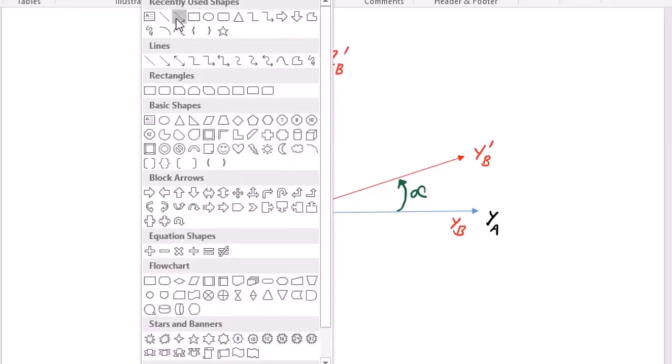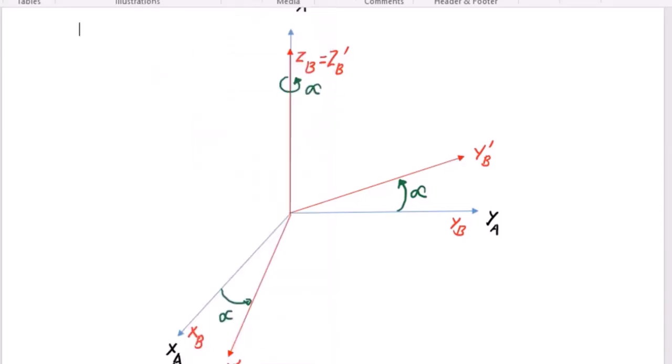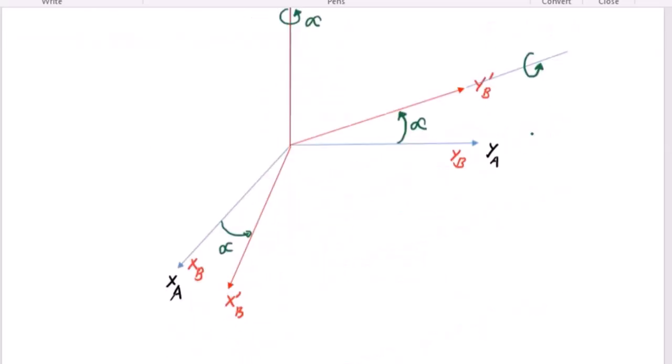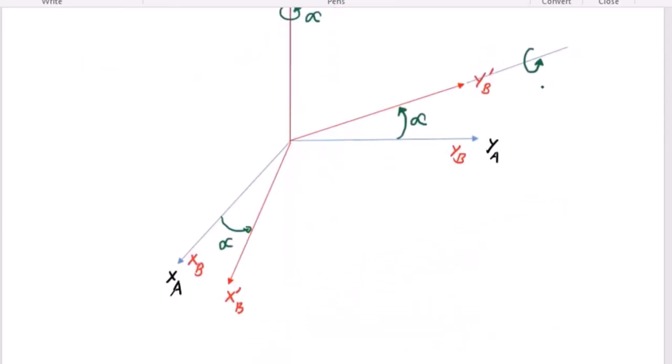So I will insert just a line, not an arrow. This is now our current axis. What happened? I selected the wrong one. This should be the one. Okay, this is now the current axis. So we will rotate this one here. I will again go clockwise for the positive value. For the y, you use beta. So this is about beta, angle beta.